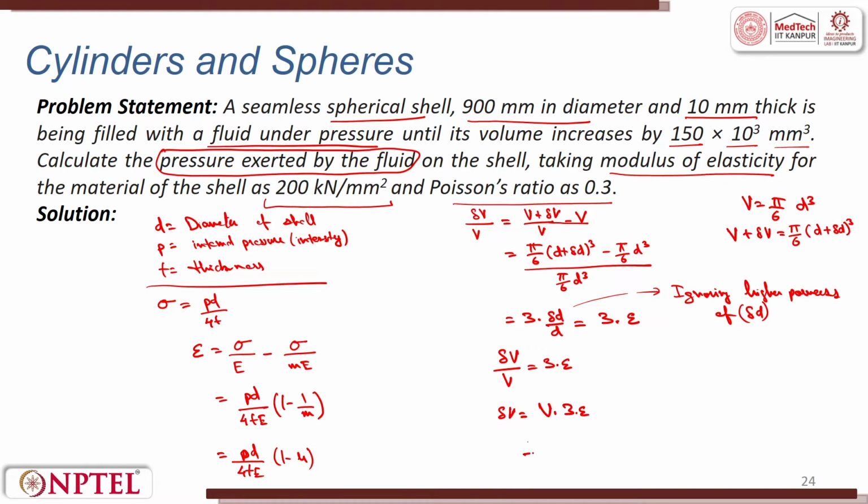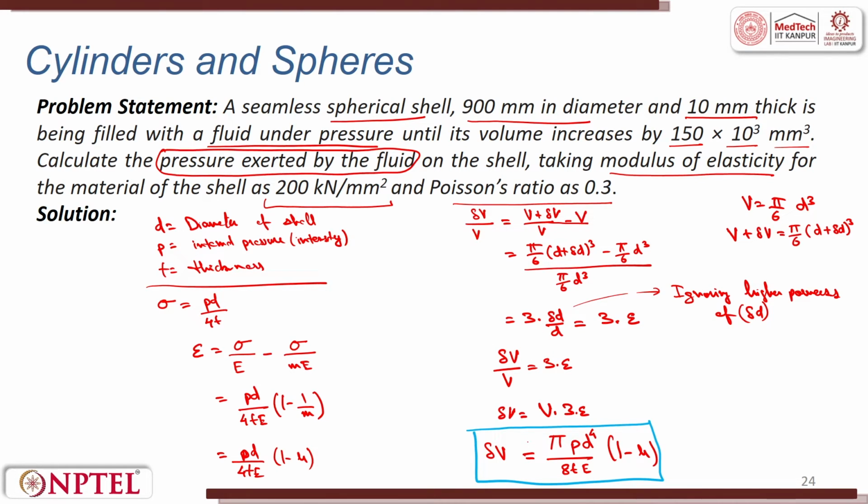This is equal to pi P d power 4 by 8 TE into 1 minus nu, which is Poisson's ratio. This is the change in volume. This is a kind of derivation I have made here to be used in the given problem statement. So, this relation for change in volume would be used to get the solution to this problem statement. Now, let me put the given values.